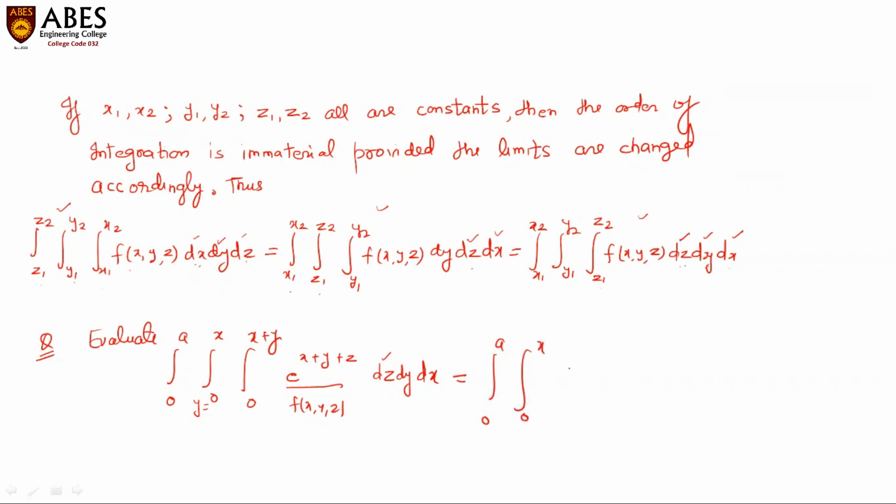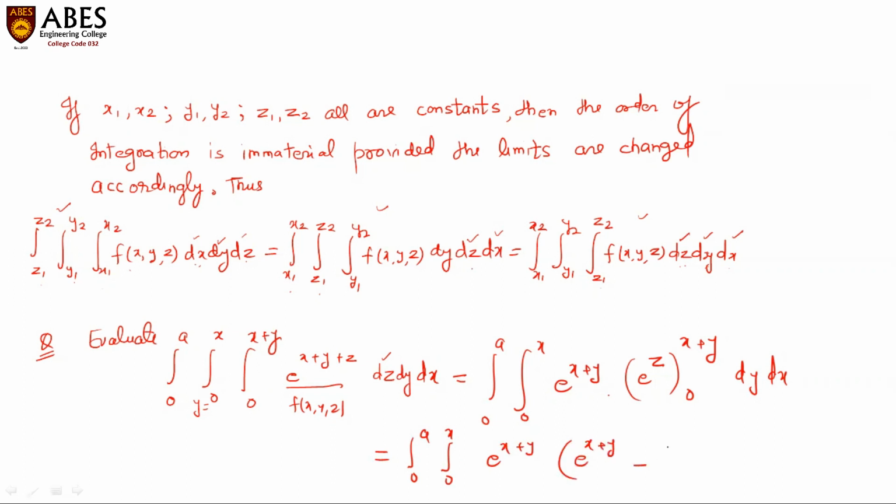First we will integrate with respect to z, then we can take e to the power x plus y outside, and we will integrate e to the power z, and we know that integration of e to the power z is e to the power z. Now we'll put the limit in place of z. Then we get 0 to a, 0 to x, e to the power x plus y times e to the power x plus y, and for the lower limit e to the power 0, which will be 1, dy dx. Now we will multiply e to the power x plus y with e to the power x plus y, and e to the power x plus y by 1.